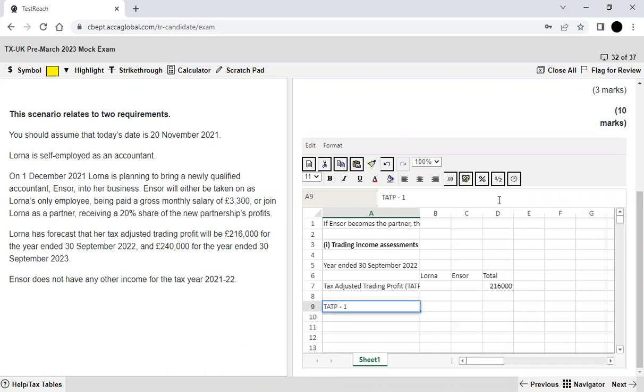The year end date is 30th September. So the year start would be 1st October 2021 to 30th November 21. The profit for this period would be 2 divided by 12, because for 2 months Lorna is the only partner. So whatever the tax adjusted trading profit is, the profit share will be allocated to Lorna, and the same amount would be deducted from totals to zeroize that element.